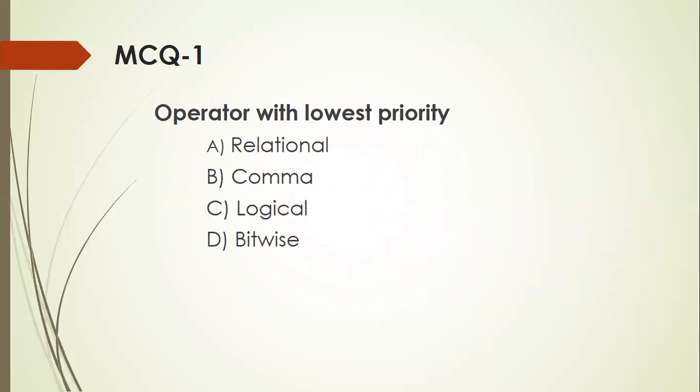These are some of the interesting multiple choice questions on today's session. Operator with the lowest priority. I told you in the beginning that out of the available operators, the comma operator has the lowest priority. The correct answer is B.